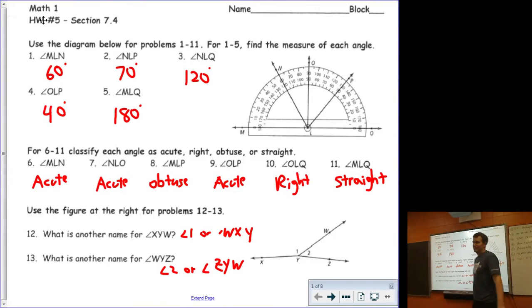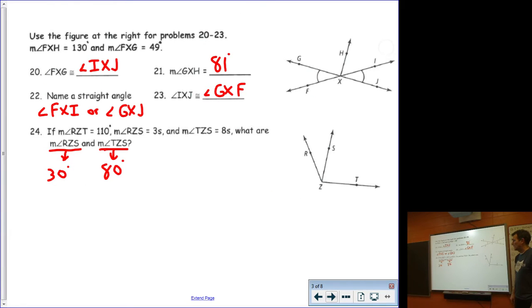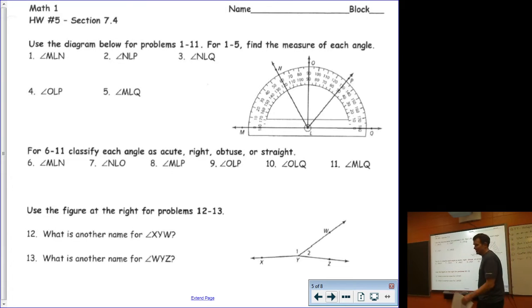Guys, here are the answers to homework number 5 from section 7-4. Check them out. And I will try to go through them relatively quickly.